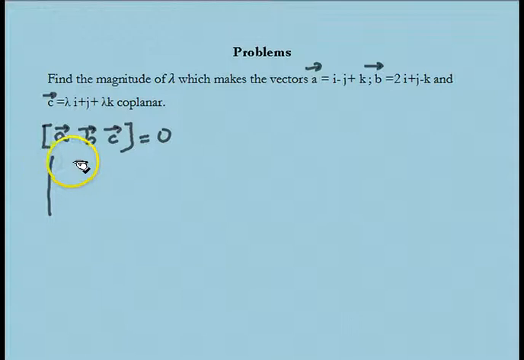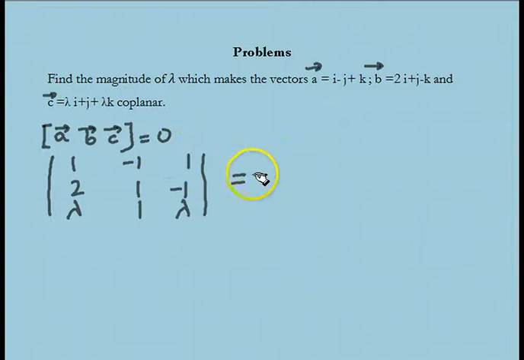Thus we have the determinant whose first row consists of the elements of vector A, which are 1, minus 1 and 1. The second row consists of the elements of vector B, which are 2, 1 and minus 1. And the third row consists of the elements of vector C, which are lambda, 1 and lambda. For these three vectors to be coplanar, the value of this determinant must be equal to 0.